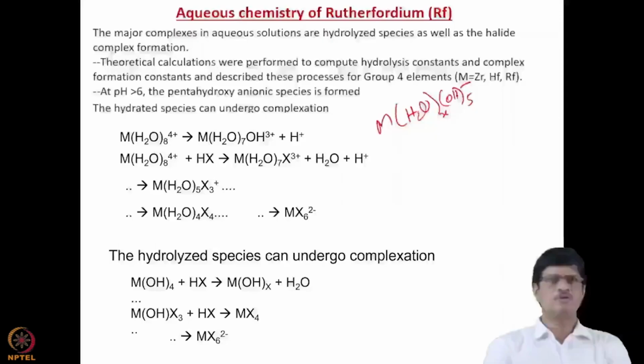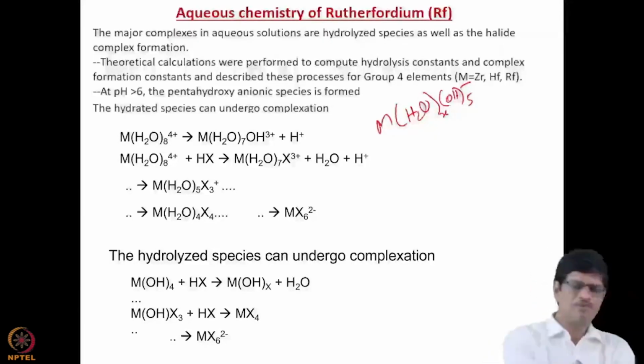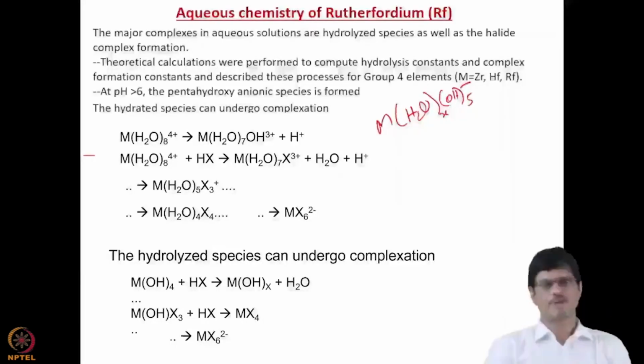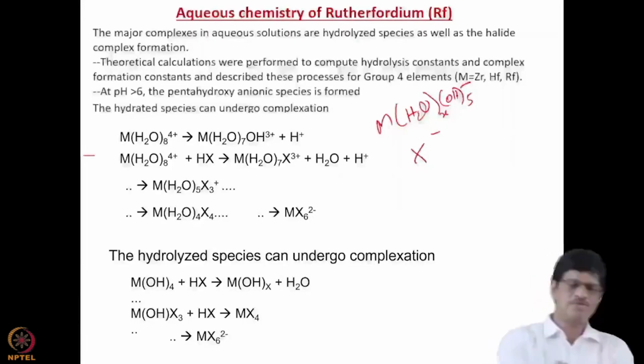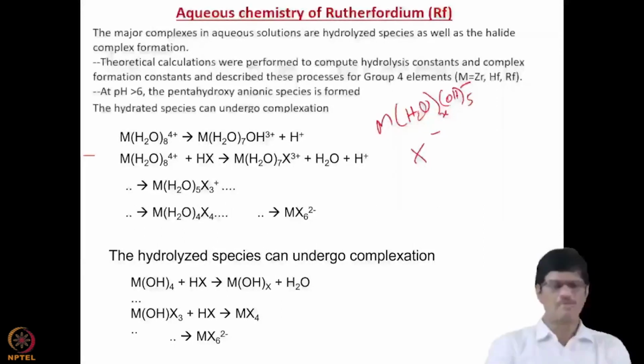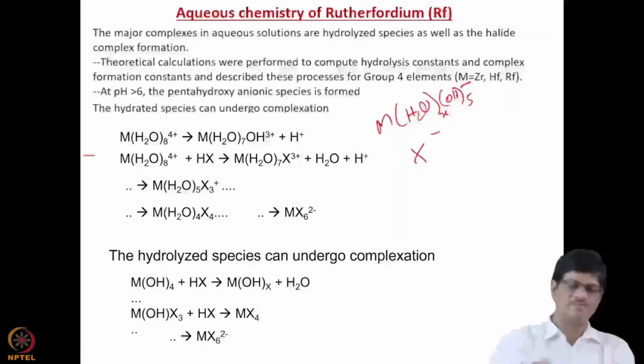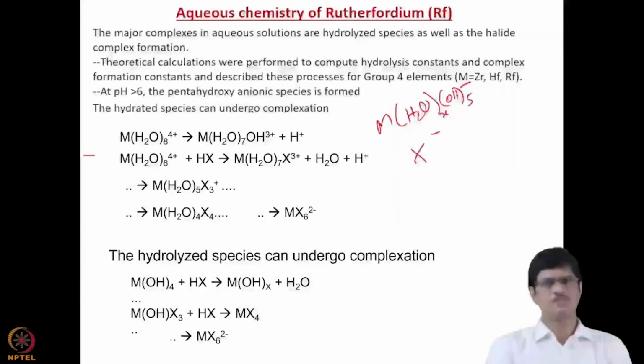Here I have shown how this hydrated species can form a complex with a complexing agent like HX, where X minus is the anionic species which is forming a complex. So if the species is not having hydroxide, then it can form like M(X)(H2O)x 3 plus. That means the tetravalent ion is not having any hydroxo complex. In that case, it will form complexes like this, and it will continue to form the complexes till it has completely anionic complexes like MX6 2 minus.